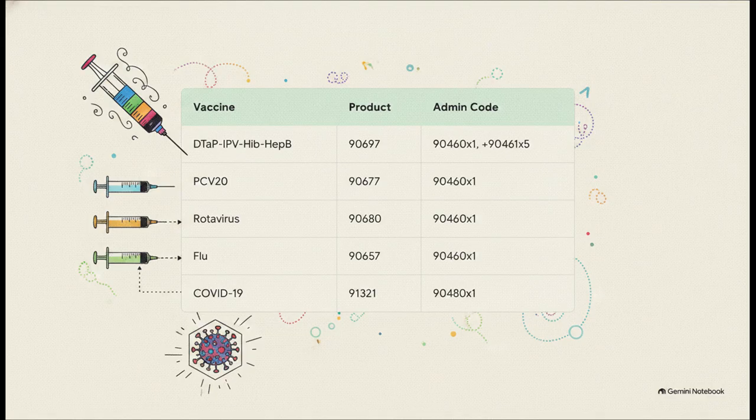For the PCV20, rotavirus, and flu, they each just have 1 component, so they each get a single 90460. And remember our special rule? COVID-19 doesn't follow the component rules at all. It just gets its dedicated 90480 administration code.